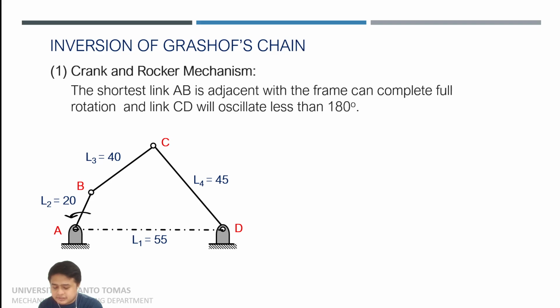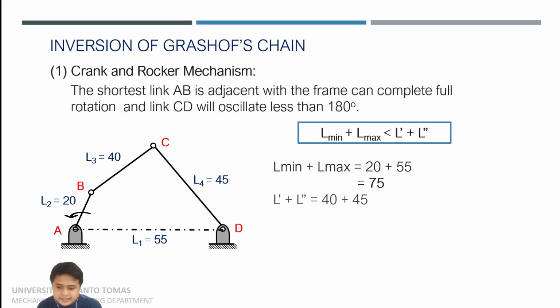We can check if this is a Grashof chain. What is the longest and the shortest link? The shortest link here is L2. The longest link is 55. If you add these two, you have 75. And this should be lower than the sum of the other links. You have 40 and 45, which is 85. So the combination of the longest and the shortest link, 75, is still less than the sum of the other links, 85. Then this is a Grashof chain.